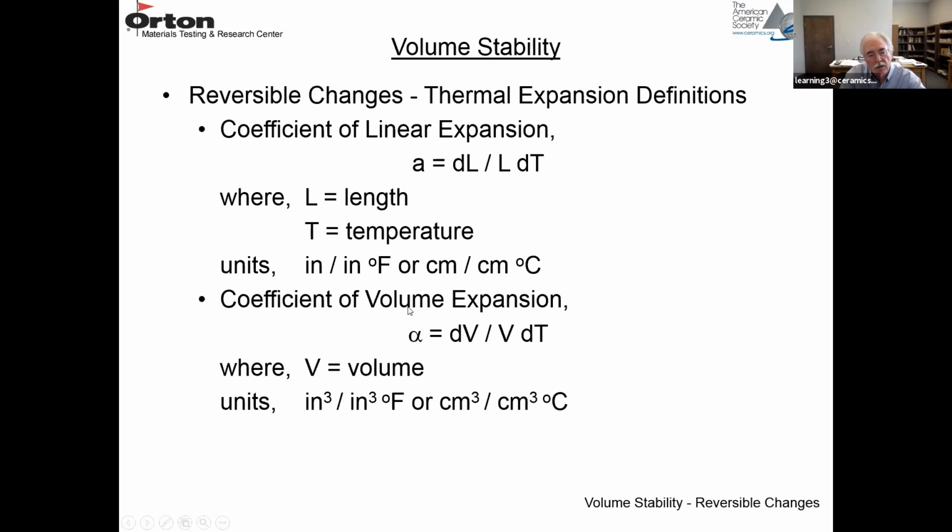You can also have a volume expansion instead of a linear expansion. So alpha is the volume expansion coefficient. That just equals the change in the volume divided by the volume, divided by the change in the temperature. So V is the volume, and now the units are cubic inches per cubic inch degrees F or cubic centimeters per cubic centimeter degrees C.